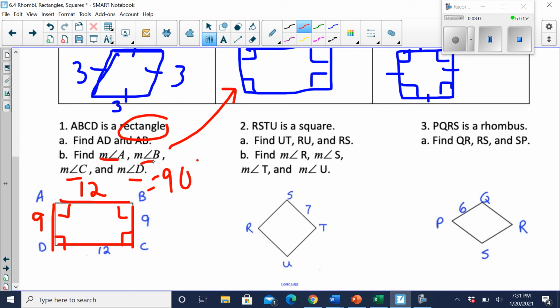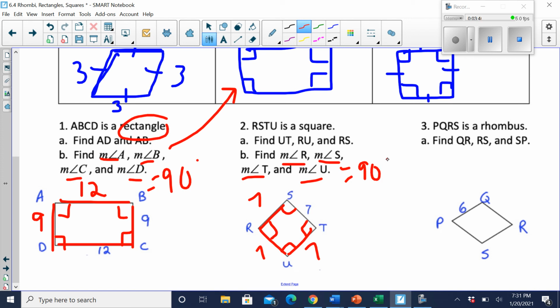Okay. The next one says RSTU is a square, so it asks you to find UT, RU, and US. Looking at these, UT, RU, and RS are just the sides, and on a square, all the sides are the same, so we're going to fill them all in 7. Okay, and then the next piece says find the measure of angle R, angle S, angle T, and angle U. Well, that's where we have these 4 right angles right here. So just filling in those right angles, these all are going to equal 90 degrees each.